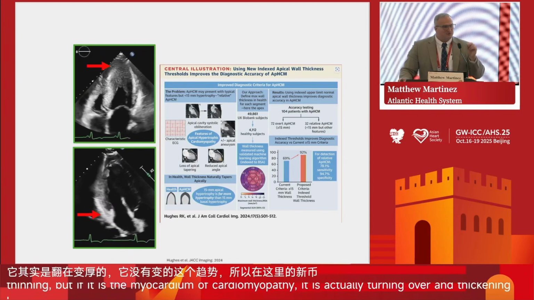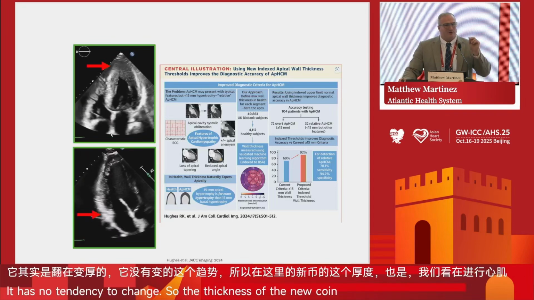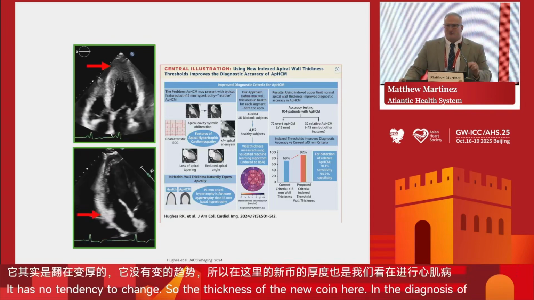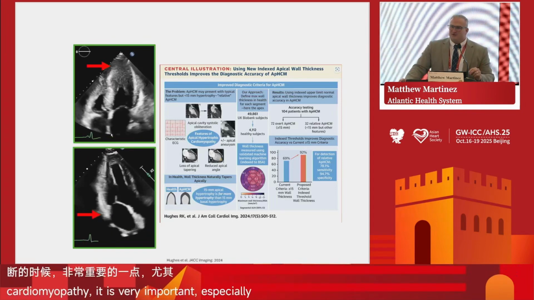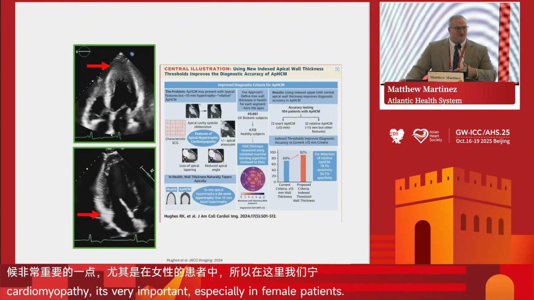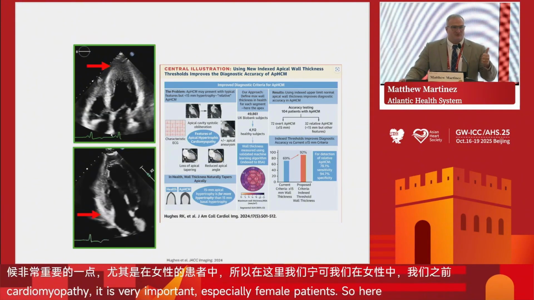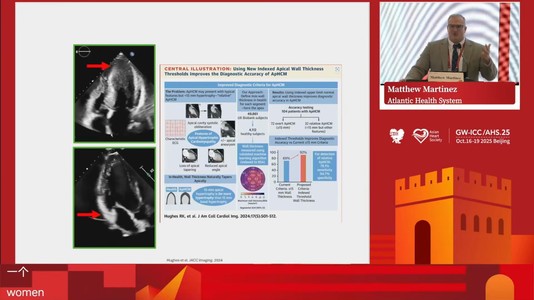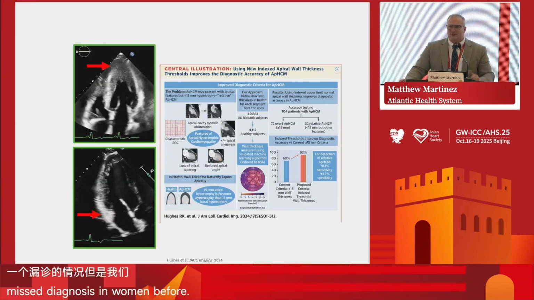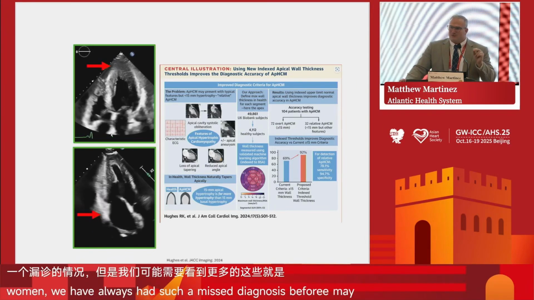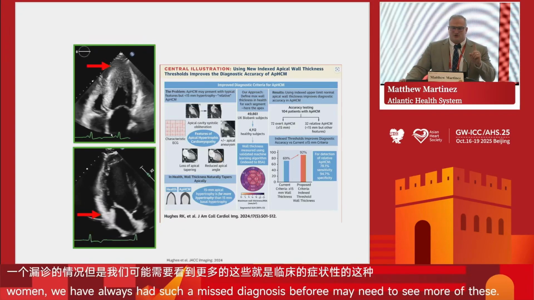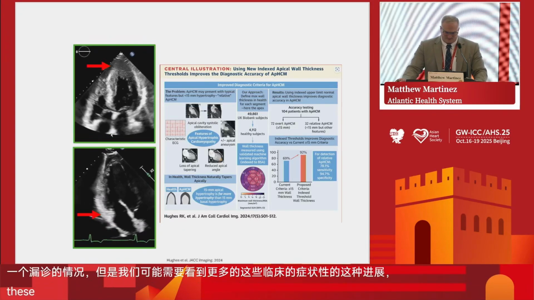So this is important specifically in women. We know that we underdiagnose hypertrophic cardiomyopathy in women, and as a result, they have worse outcomes in virtually every category: more symptoms, later diagnosis, and worse comorbidities associated with hypertrophic cardiomyopathy. So there is an opportunity to better make that diagnosis using relative wall thickness.